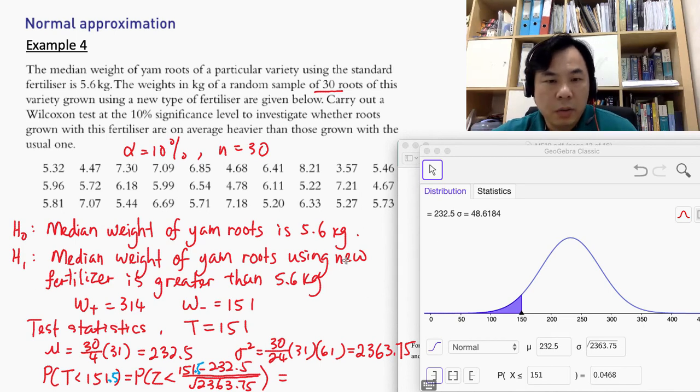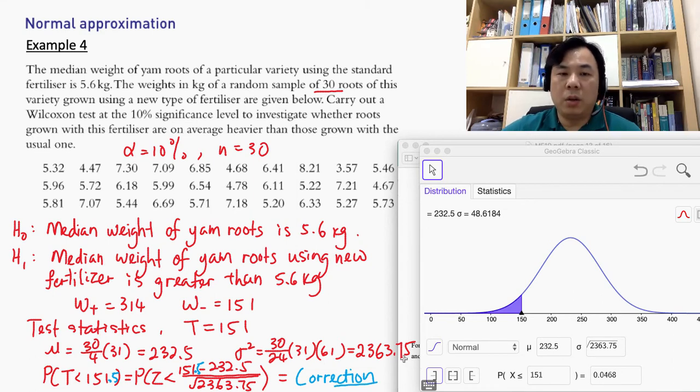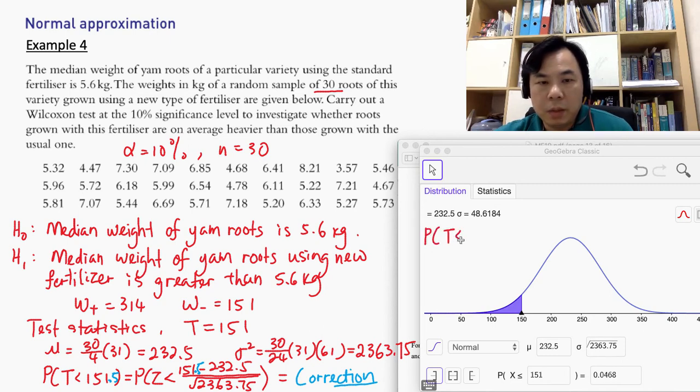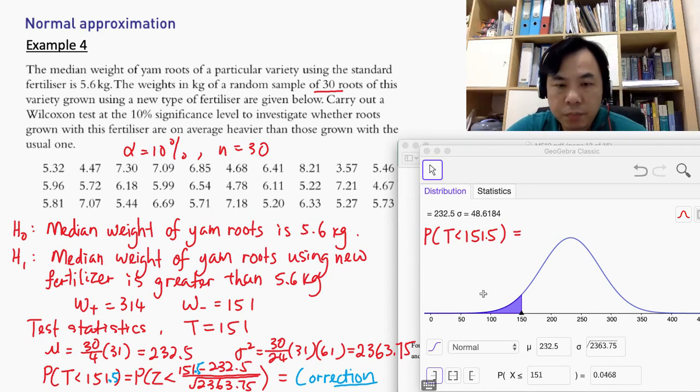Now let me rewrite the correction. We need to carry out the continuity correction. Therefore, the correct calculation to carry out will be this one here: T must be less than 151.5. And then from your data booklet, you should be able to get this answer here. So I'm going to use this one here. You should be able to get, hold on, I think it's 0.5 there.